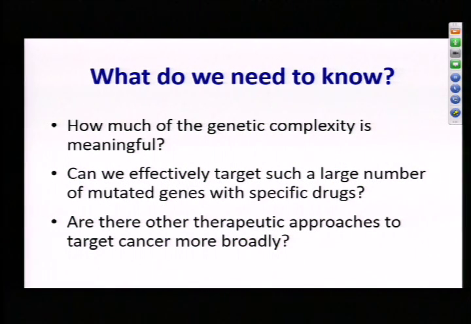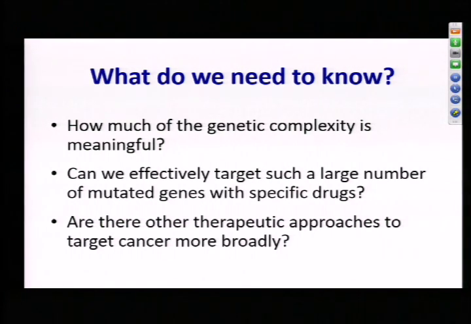So these are the questions really, at least in my mind, what we need to know now. And in some cases, we're working on some of these things in my laboratory. So we want to understand how much of the genetic complexity is meaningful. As I described earlier, defining a gene as a driver mutation is in large part due to a frequency calculation. Is it mutated at a rate higher than we would expect to see by chance?